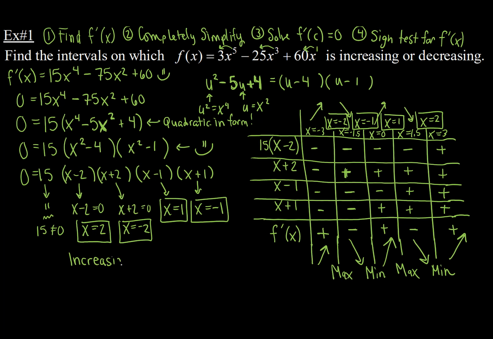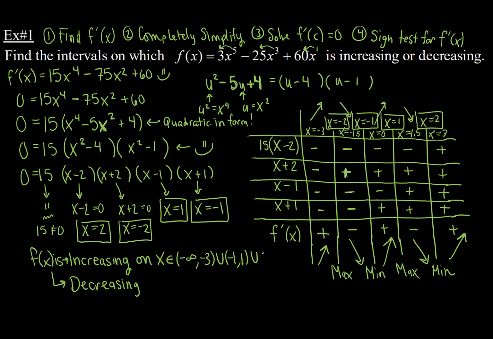All right, so noticing what the first derivative tells us about increasing and decreasing, I can say that f of x is increasing whenever it's going up. So x is an element of, so it's going up from negative infinity to negative 2. And then it's going up again from negative 1 to 1. And then it's going up again from 2 to infinity.